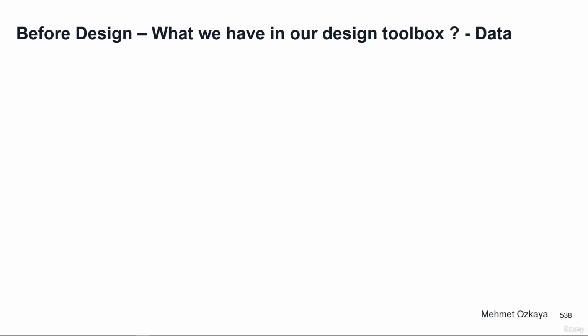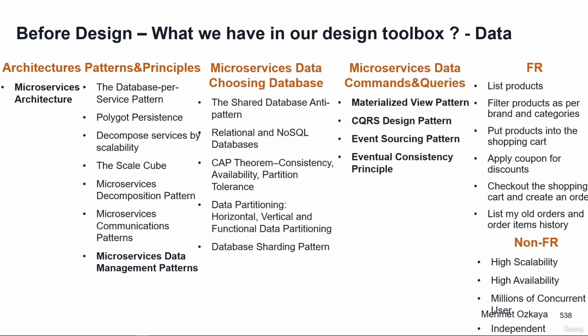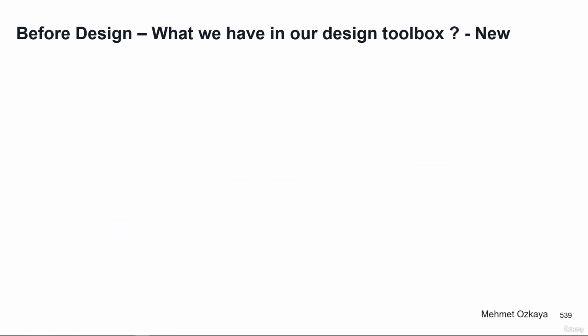As you remember, in the last section, we finished the microservice data management commands and queries. Here you can see the patterns and principles. We implemented data management patterns in the last section, and these are the related patterns and principles, which is choosing the right database. After that, in commands and queries under microservice data management, we learned CQRS, event sourcing, and eventual consistency patterns and principles. After that, in the microservice data management part, we have one more sub item, which is distributed transactions.